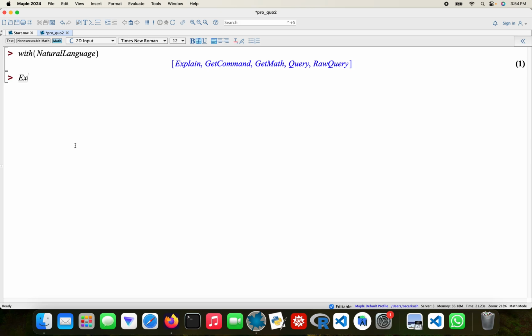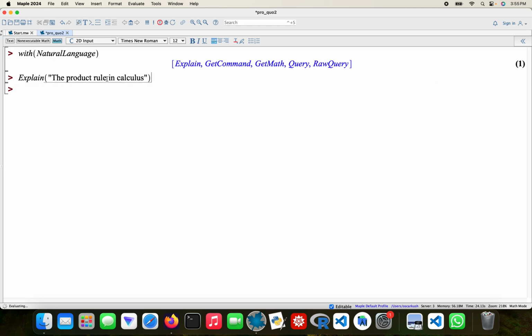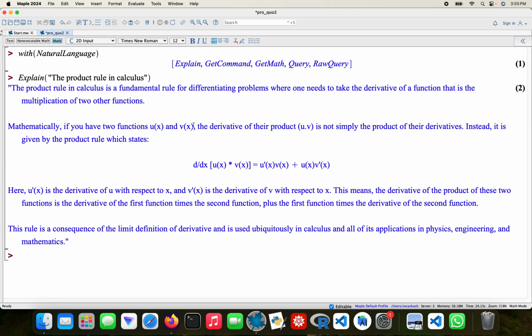So explain, and then the product rule. Let's see what it does here. Evaluating here at the bottom, you can see that. So that's it. That's the product rule. I can do it another way if I'm going to be a bit more specific in calculus. Right, so there we are.